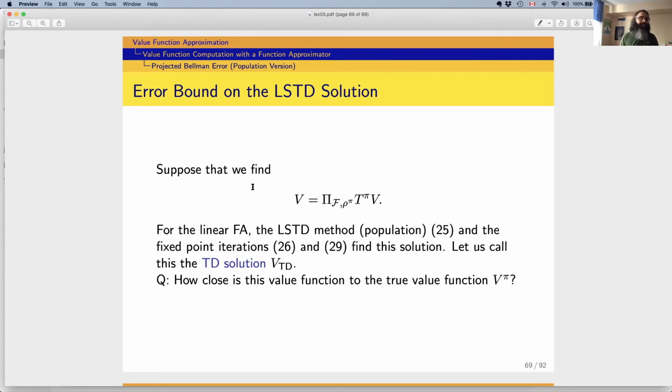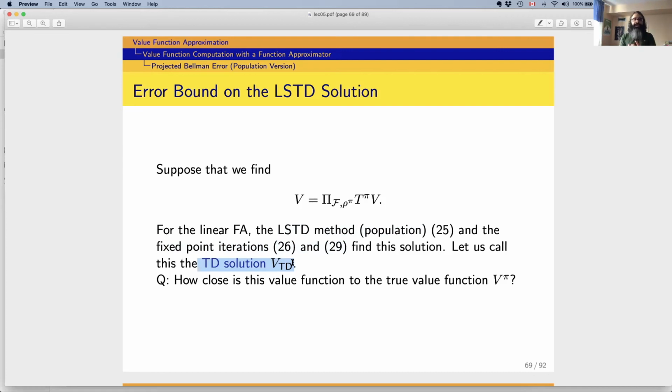At the minimum, if we can find an upper bound, it shows that the method is sound, that it is working. So here the idea is that suppose we find a V that satisfies this equation. We know that for linear function approximation, LSTD solves it, and the fixed point iteration, the two different approaches that we talked about, also finds that solution. We call that solution the TD solution, sometimes denoted V of TD, or V of LSTD. All of them converge to the same point, either directly or iteratively.